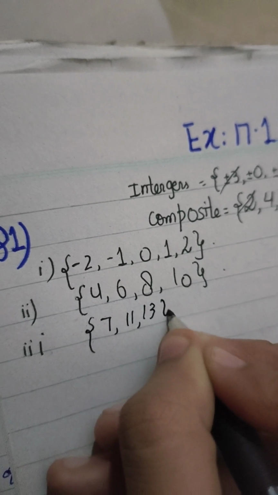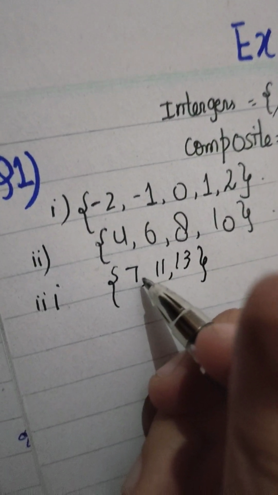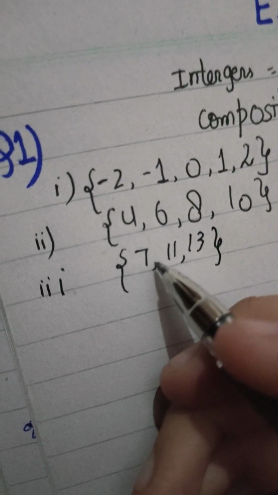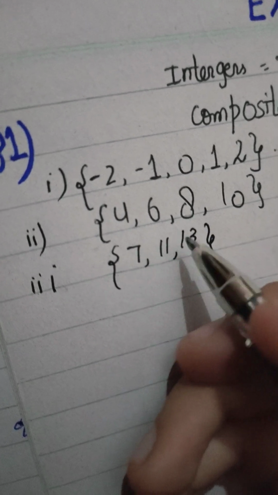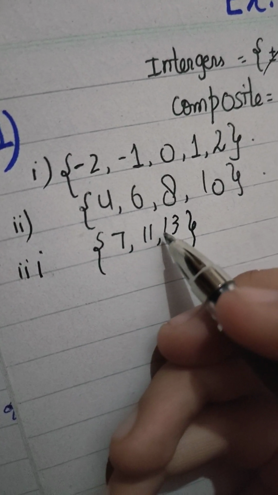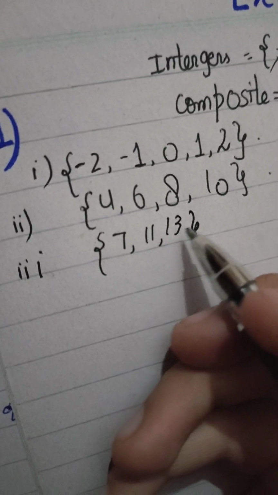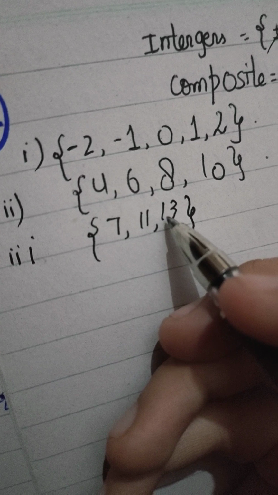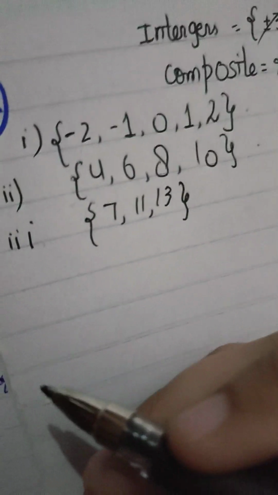Prime numbers are the numbers that are divisible only by themselves and 1, like 7. Does 7 come in another table? No. Does 11 come in another table except 1 and its own table? No. Does 13 come in another table except itself and 1? No. So these are known as prime numbers.